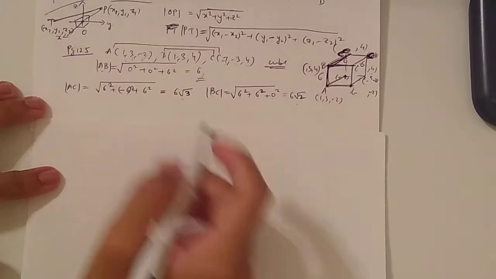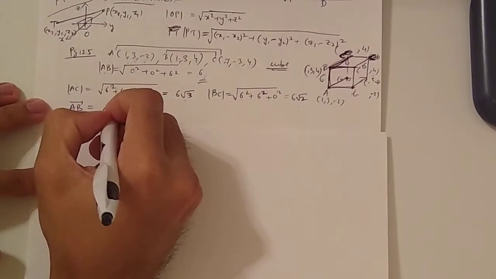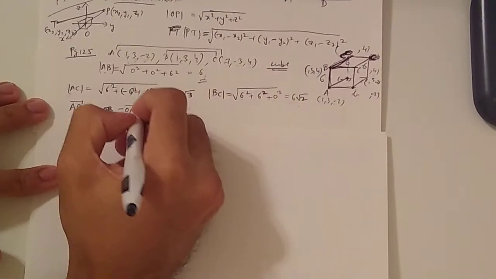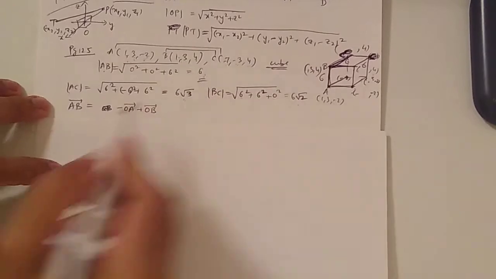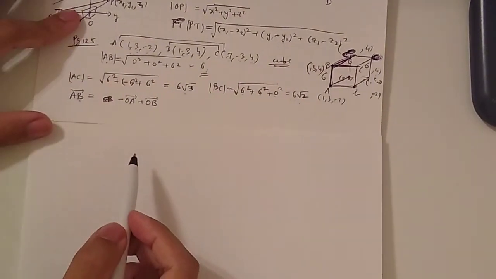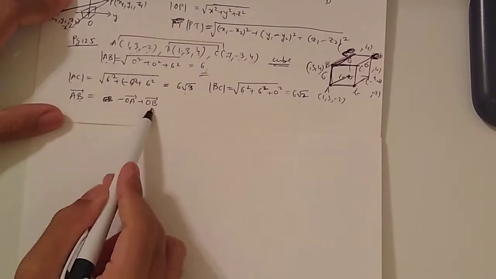We know what AB is. AB is equal to simply minus OA plus OB. Okay, it is equal to AO plus OB. AO is equal to minus OA, therefore minus OA plus OB.